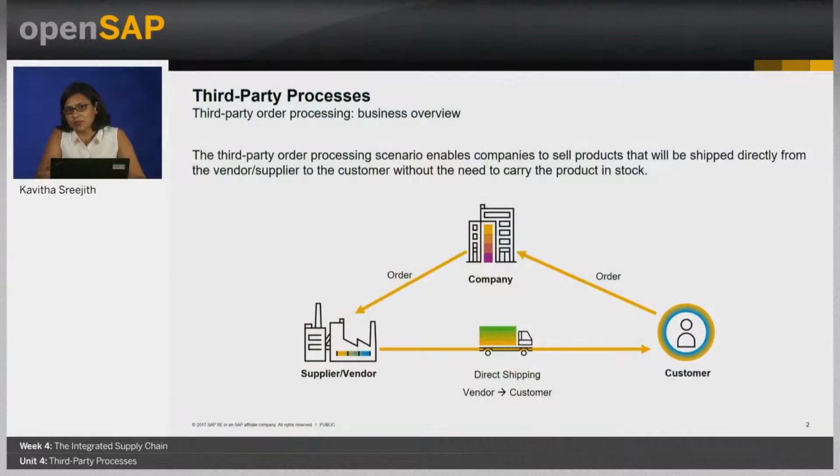The third-party order processing scenario enables companies to sell products that will be shipped directly from the supplier to the customer without the need to carry the product in stock. The company, on receipt of the sales order, initiates a purchase with its vendor, and instead of getting the goods shipped into the company's own warehouse, it is shipped directly to the customer.